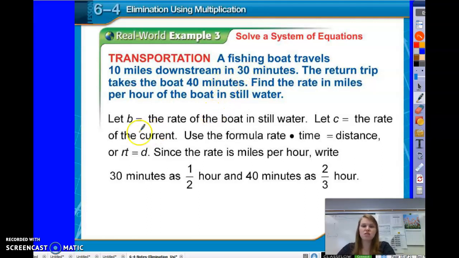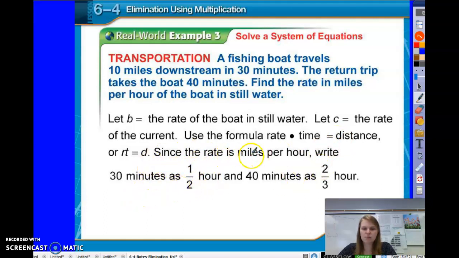So they're choosing to say b is the rate of the boat in still water, c represents the rate of the current. So they're saying rate times time gives us distance. So we could write this out in equation form.